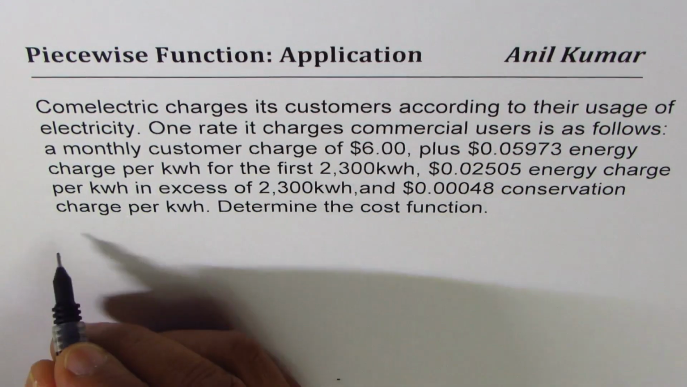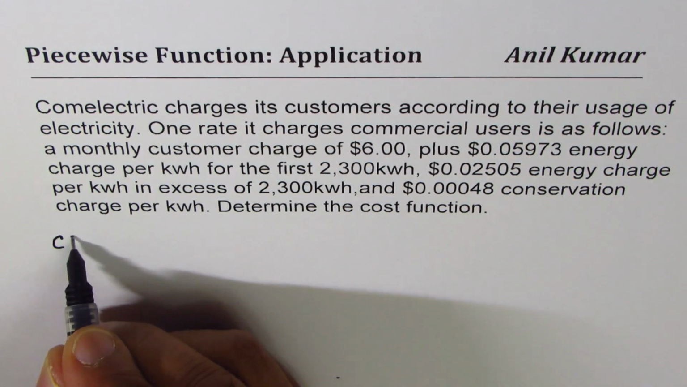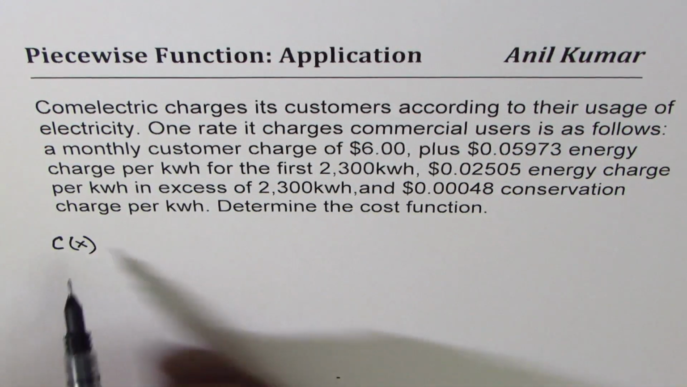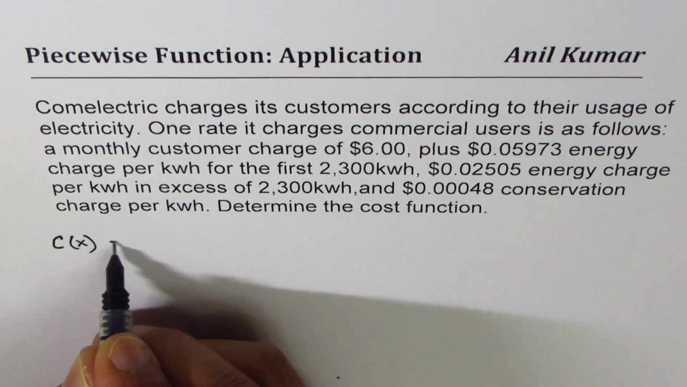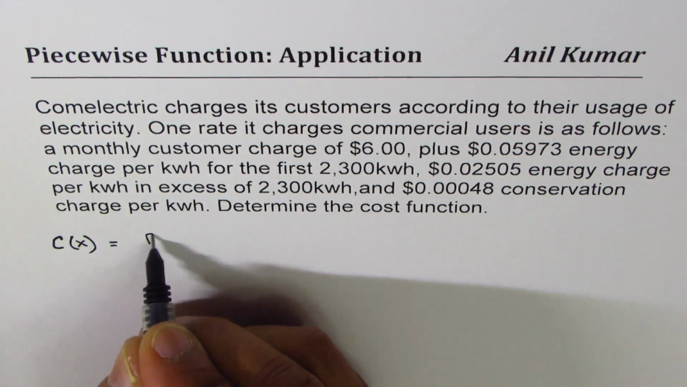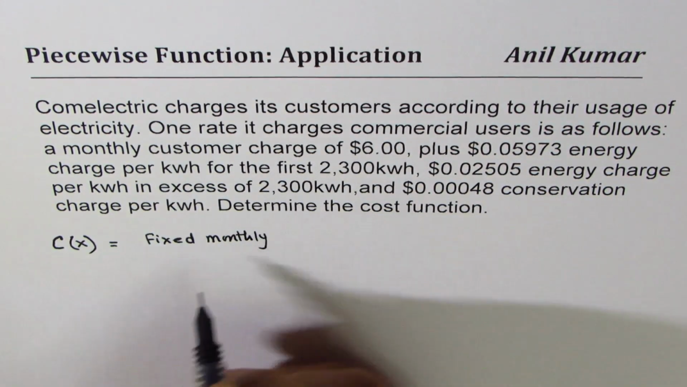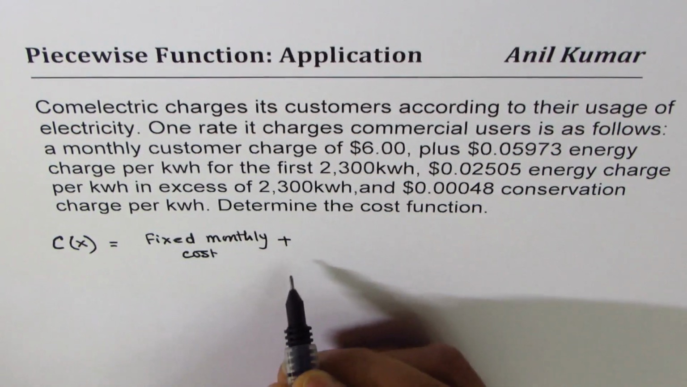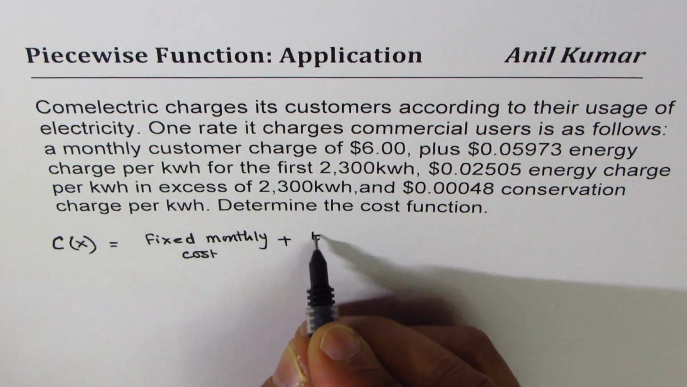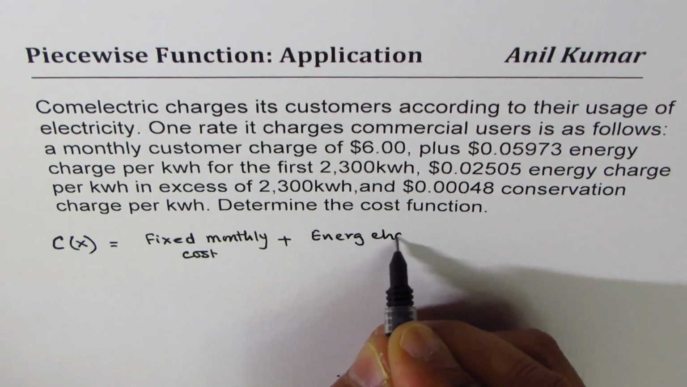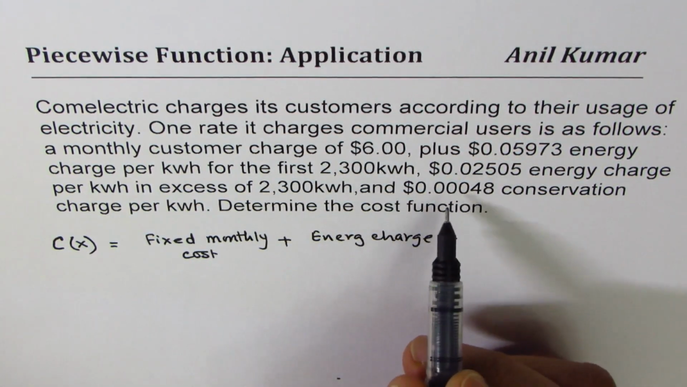So if you look at it, let's call the cost function C, and the units consumed, let's call them X. The independent variable here is the kilowatt hours consumed. Is it okay? So cost is made up of a fixed cost. We'll write this as fixed monthly cost plus so much energy charge, plus, now energy charge is at two levels.